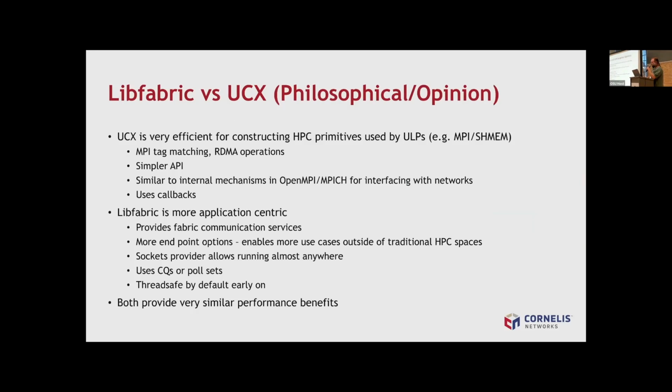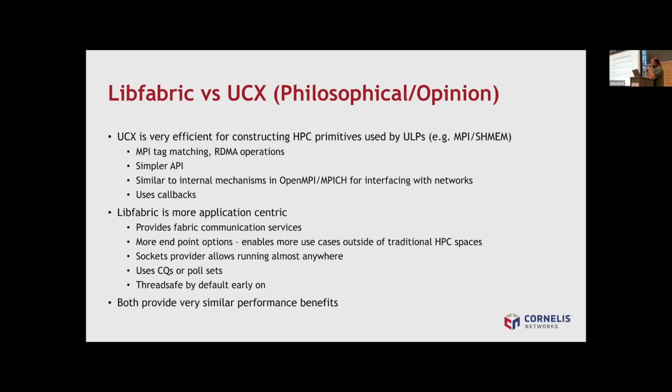Maybe a little more philosophical opinion, but I still think these are fair. I think UCX is very efficient for constructing HPC primitives used by the upper level protocols. It's very good at tag matching operations, for example. It's a much simpler API than LibFabric. If you've ever looked at netmod or CH4 or BTL, MTL in Open MPI, those internal mechanisms look really similar to UCX. You could go back and forth pretty easily, right? It uses callbacks for notification rather than completion queues or poll sets.